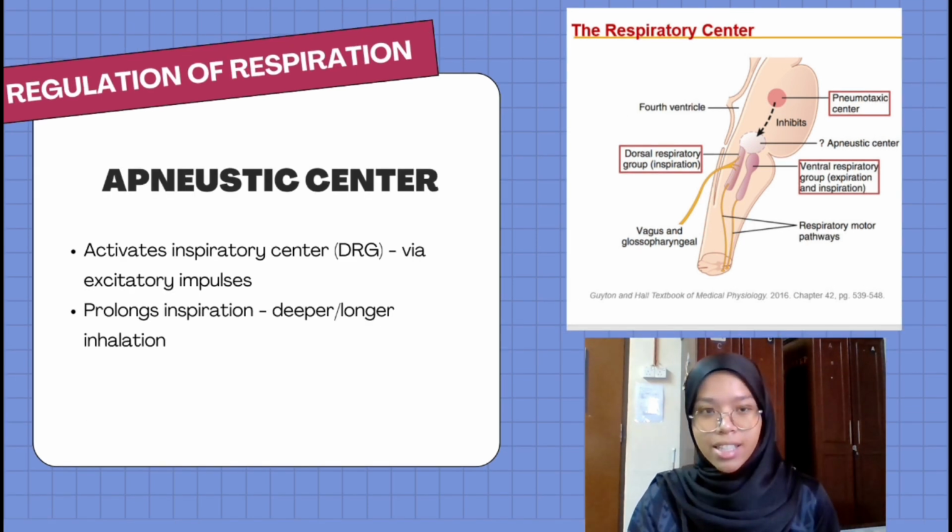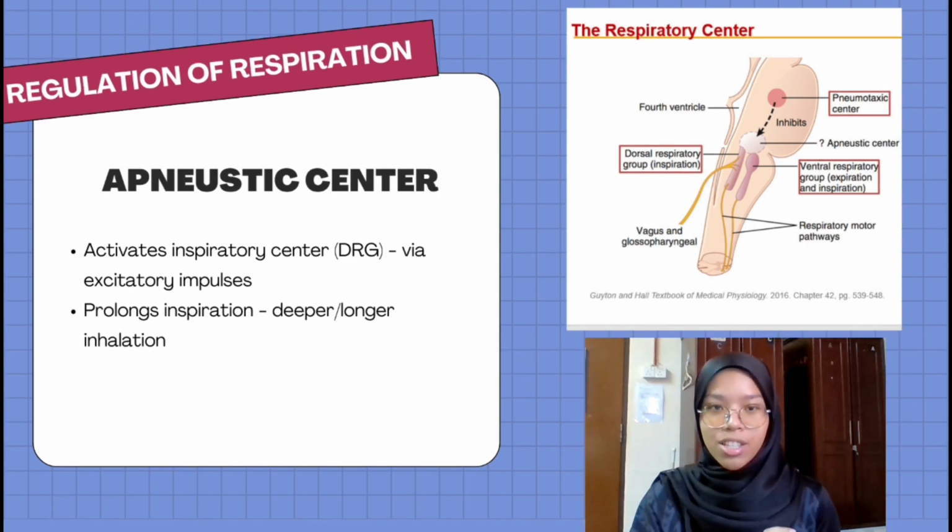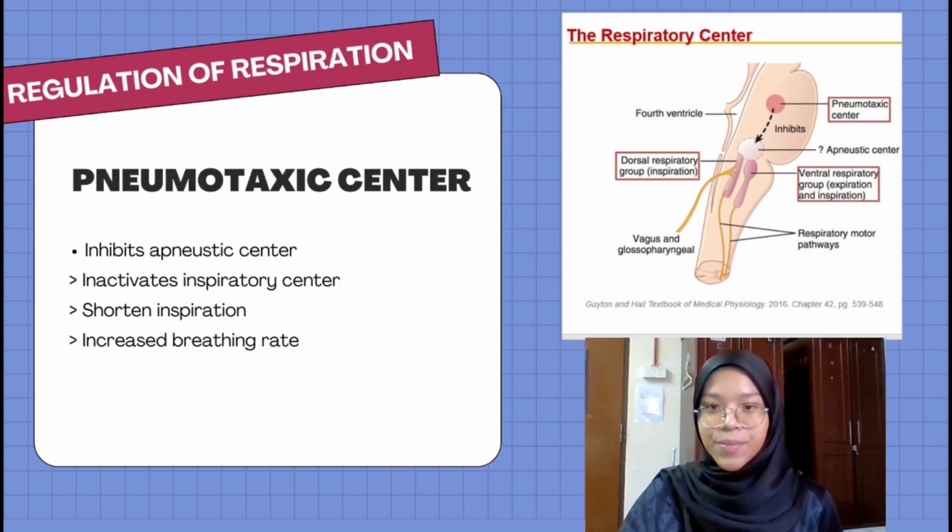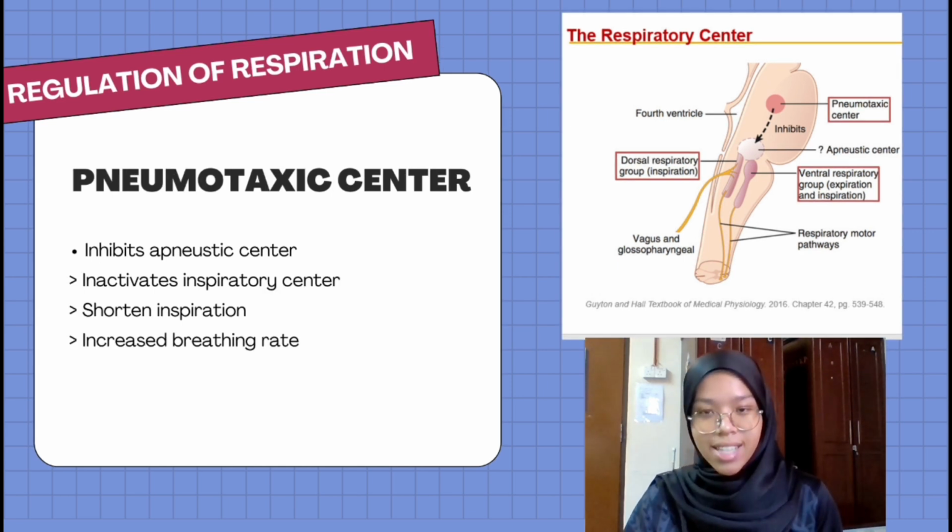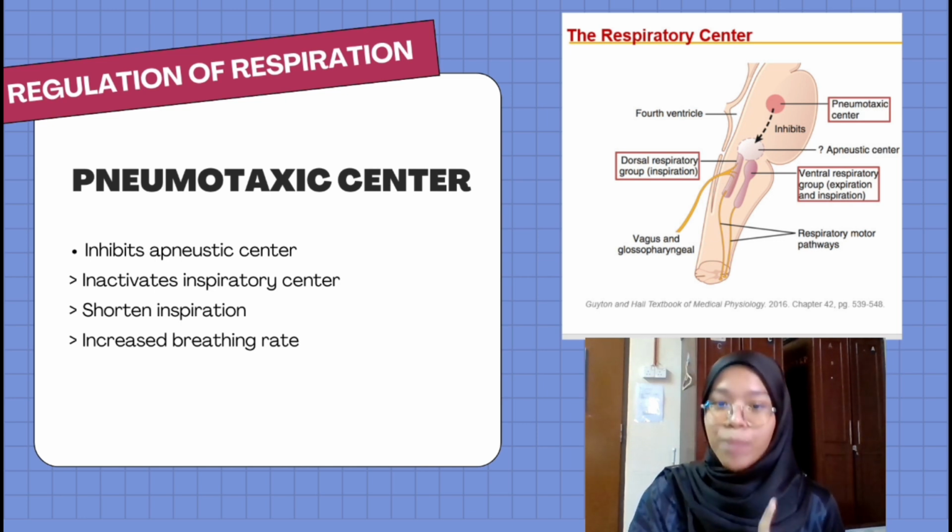The apneustic center activates the inspiratory center or the DRG via excitatory impulses. The apneustic center will cause the prolonging of inspiration, where the inhalation is deeper and longer. Whereas the pneumotaxic center actually inhibits the apneustic center.